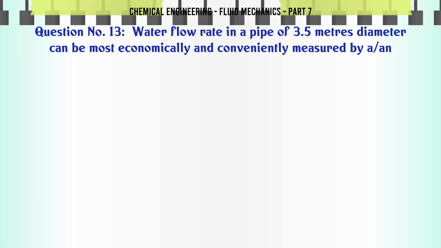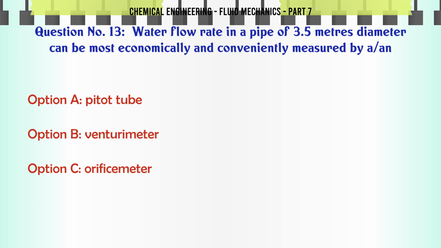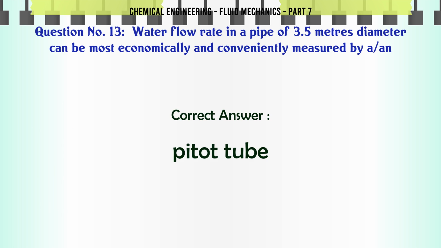Water flow rate in a pipe of 3.5 meters diameter can be most economically and conveniently measured by A. Pitot tube, B. Venturimeter, C. Orificemeter, D. Rotameter. The correct answer is Pitot tube.